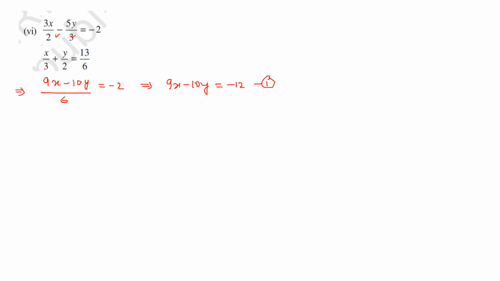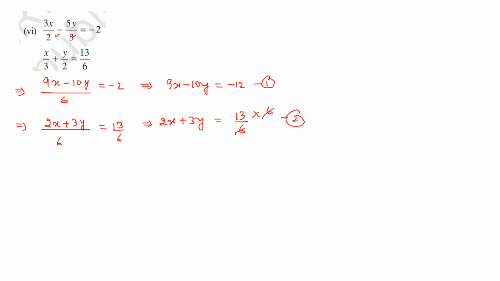Now the second equation, again take the LCM. The LCM will be 6. So 2x plus 3y equal to 13 by 6. Now cross multiply, only multiply the LHS denominator with the RHS. So it will become 13 by 6 into 6. So 6 and 6 cancel. This is your second statement.